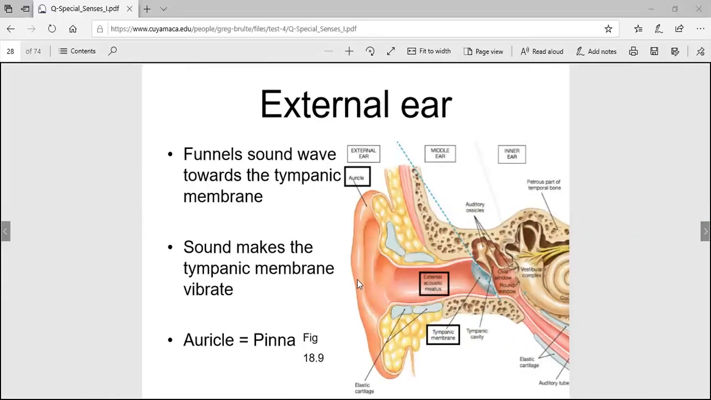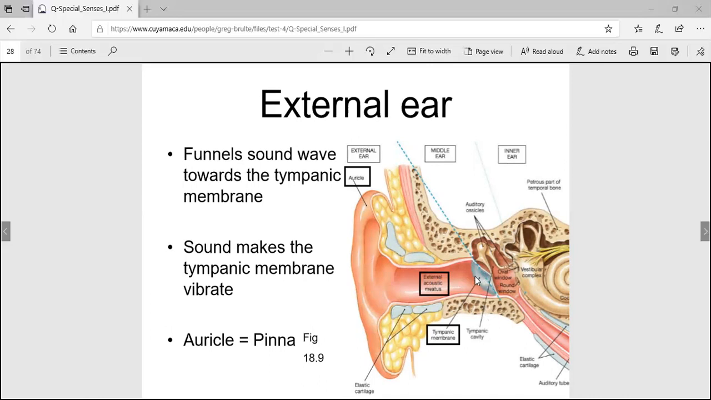Okay, so let's take a look at some of this. So here's the auricle, or the external ear. Some call it the pinna. I hardly ever hear it called that anymore. And then here's the external acoustic meatus. Now, don't confuse this external acoustic meatus with this tube down here, which is called the auditory tube. We'll get to that in a little bit.